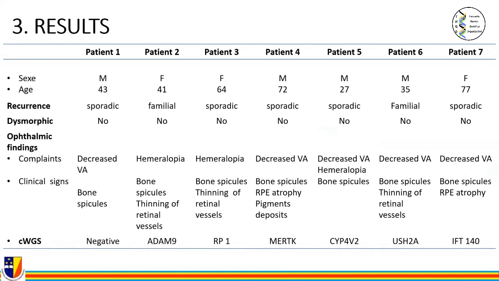About ophthalmic findings, 5 patients complained of decreased visual acuity, and 3 of them had hemeralopia. In fundus examination, bone spicules were found in all the patients. 3 patients had a thinning of retinal vessels, and 2 of them had a retinal pigment epithelium atrophy.